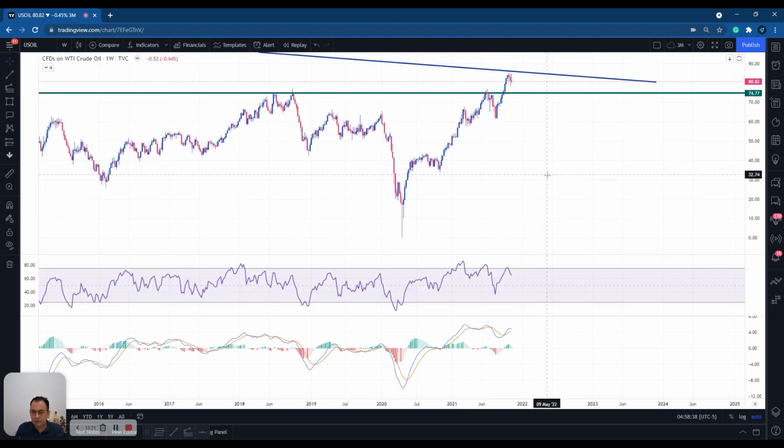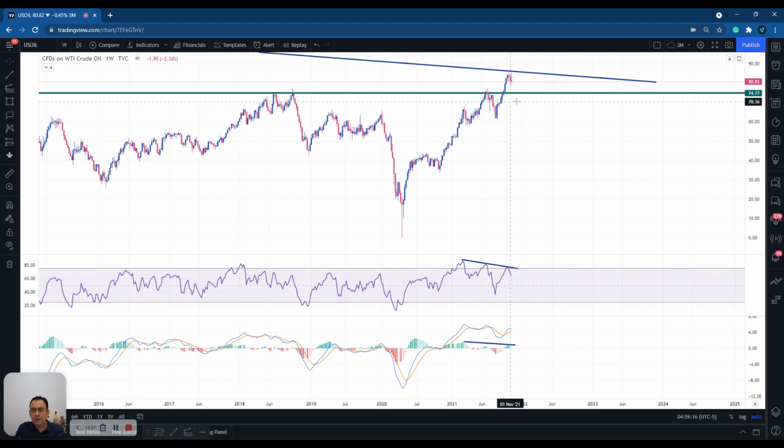Let's go to weekly. Weekly is definitely facing resistance here. Okay, and one more point to be noted on the weekly is the bearish divergence on the RSI. Not yet confirmed on MACD line, but definitely on MACD histogram. So bearish divergence means a slowdown in the momentum.